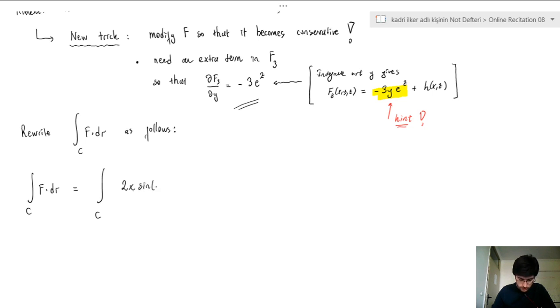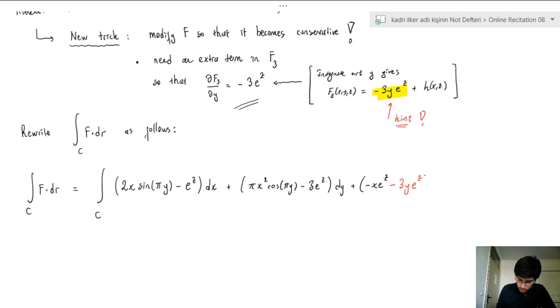So let me write it down, everything. Pi y minus e to the z. Remember, this was the first component. Plus, nothing changed, so these are the same. Cosine pi y, right? Minus 3e to the z, and this is dy. And finally, the final component. So this is the trick. Now we just add this extra term, or subtract, like this.